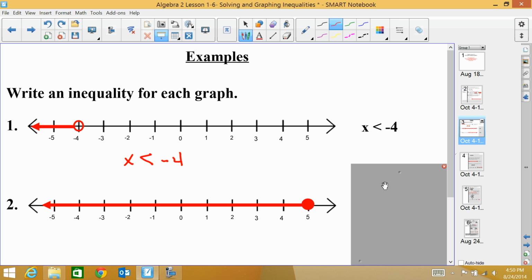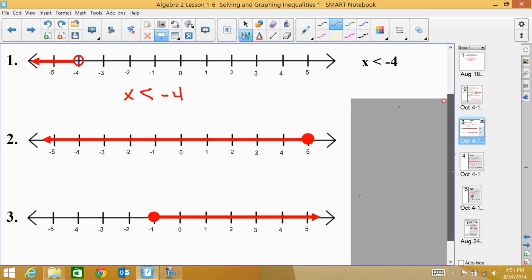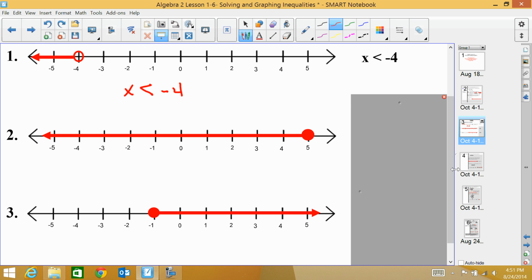We got it right. Okay, number 2 is on the 5, and it is a closed dot. So we have x and we have 5. And if it's a closed dot, that means that it's equal to underneath, so we have to do the bar, and the arrow is pointing to the left. So we have less than or equal to 5 because it's all the numbers less than 5.